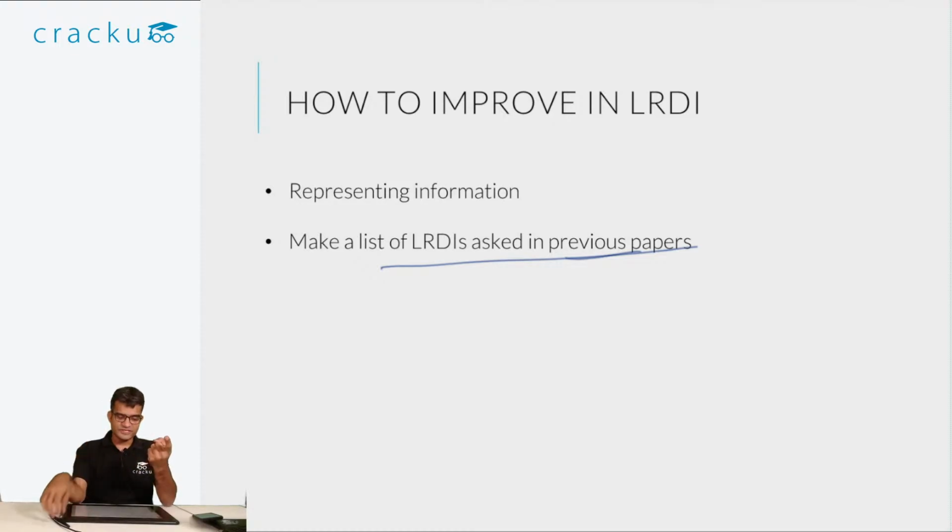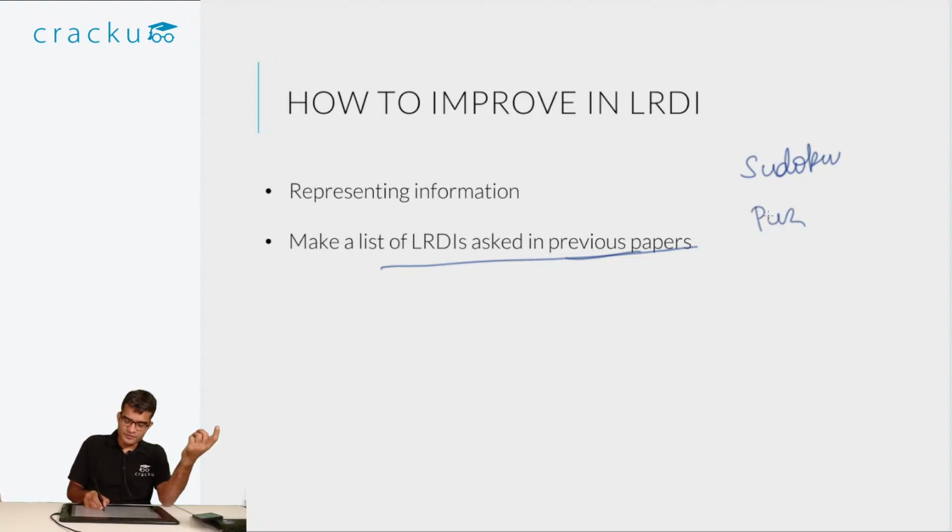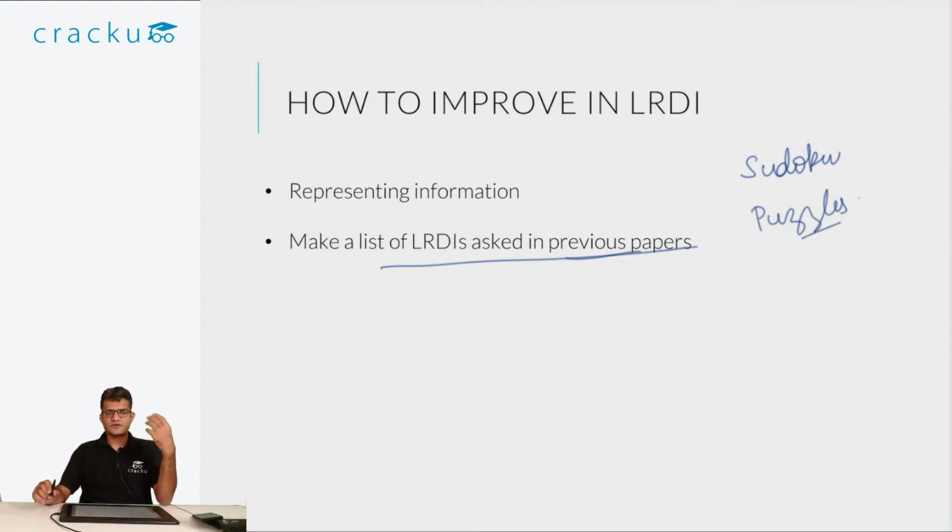The second step to do is try to solve Sudokus, because if you solve Sudokus, I believe that you will also keep getting better at LRDI. Solving different types of puzzles will also help you. These puzzles need not necessarily be puzzles for CAT. Any puzzle that you see on the net, try to answer it. If you want, you can buy some books on puzzles and try to answer those puzzles.